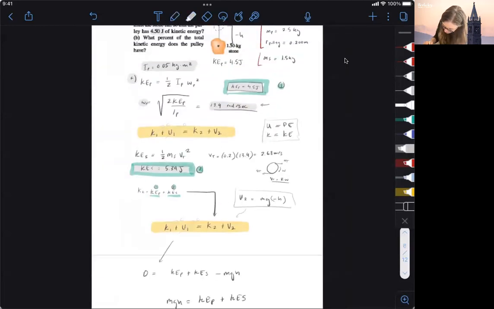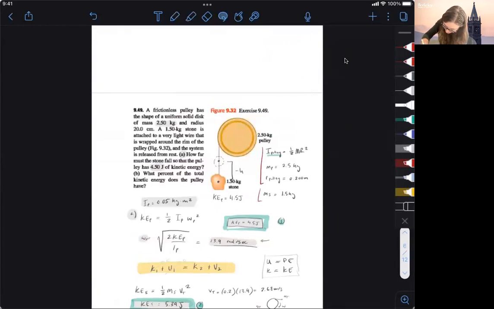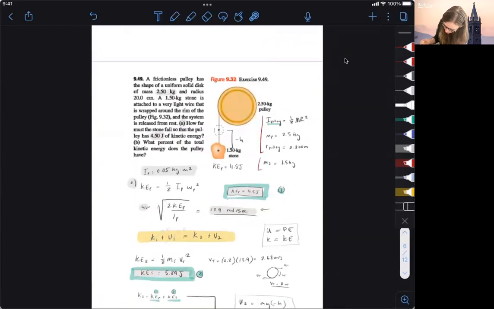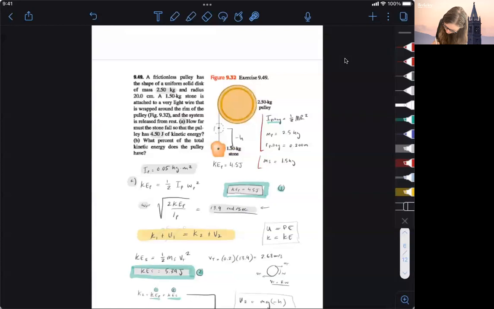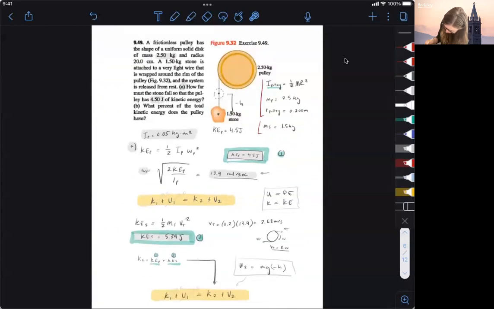Okay. So to summarize what we did here, we had a system that was rotating and a little mass that was falling, and we had a change in height. So we were asked to find how far the stone needed to fall so that the pulley had a certain kinetic energy. So we took the kinetic energy for that pulley. We found the angular velocity. We know that our system energy going in was equal to our system energy going out. We had energy conserved in this system. So we just set K1 plus U1 equal to K2 plus U2, no non-conservative forces here.